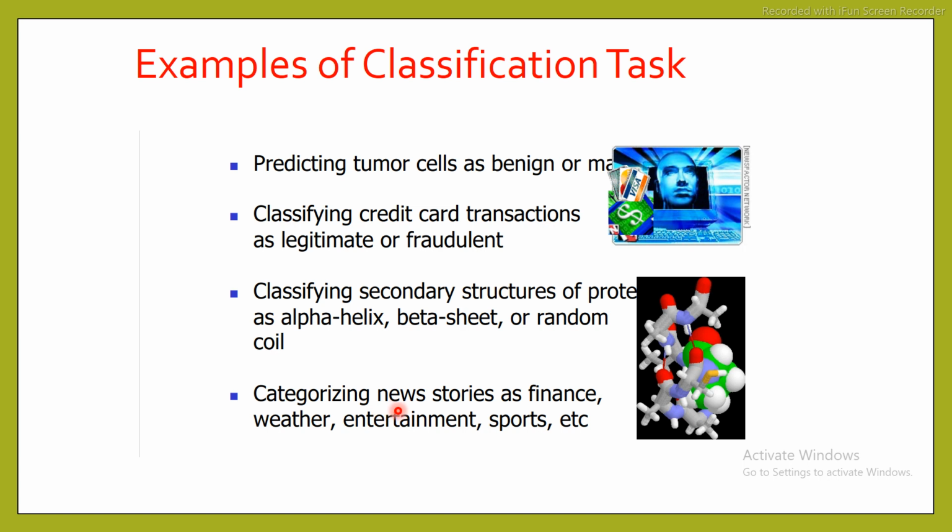Okay, categorizing news stories as finance, weather, entertainment, sports. So now if you have, let's say, some news stories, a corpus you have developed, because in natural language processing the data set is called a corpus. Okay, because it's in a text format. So if the news in the newspaper is related with finance or weather, entertainment, or sports, we have four such class labels here. So here we will use the decision tree.